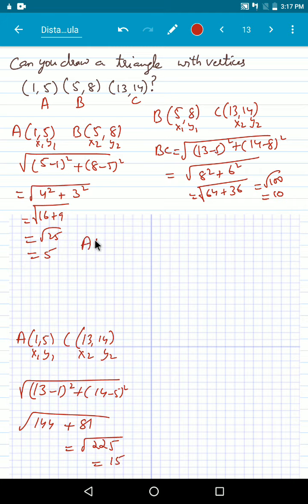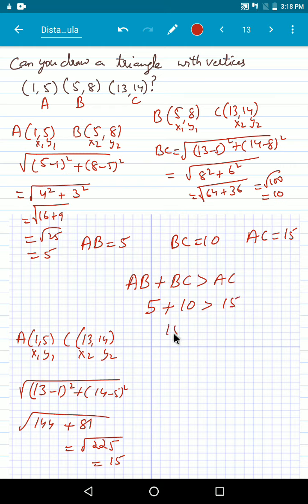Okay. Now if you see carefully, AB is equal to 5, BC is equal to 10 and AC is equal to 15. The sum of any two sides should be greater than the third side, not equal to. So AB plus BC should be greater than AC. But is it satisfying this condition? See, is 15 greater than 15? No, it is equal to. So that means the condition is not being satisfied here. What condition? The sum of any two sides is not greater than the third side. Hence, we cannot form a triangle. Can you draw a triangle? No, we cannot draw a triangle using these vertices.